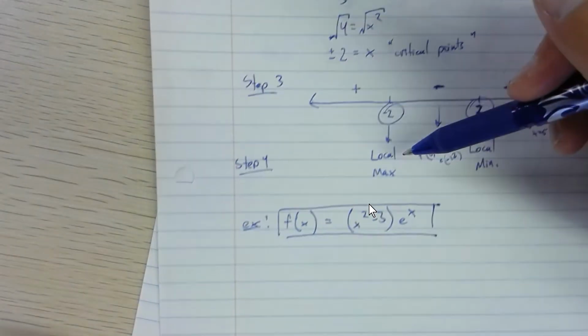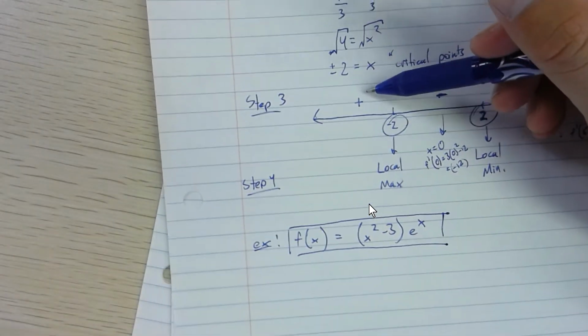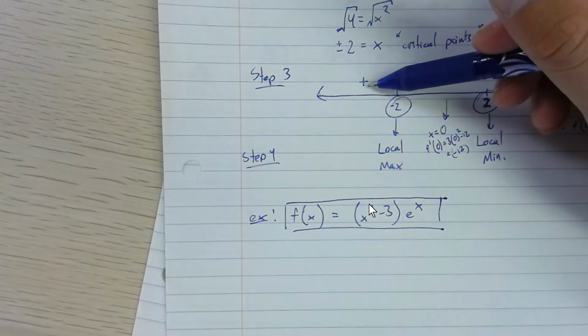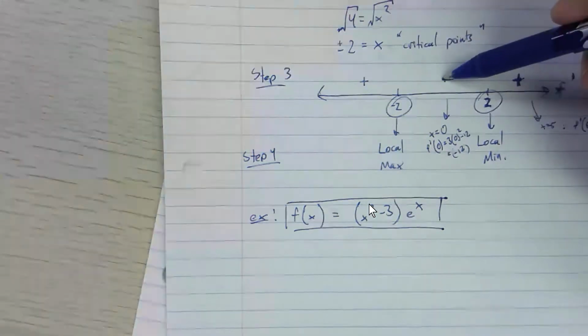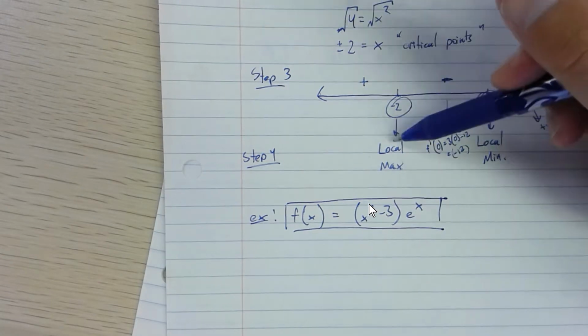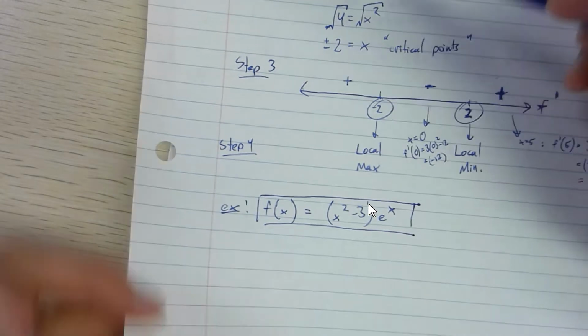So that tells me that if on the left side your first derivative is positive, and on this side it's negative, then you have a local max, a local min. Okay, so we got that.